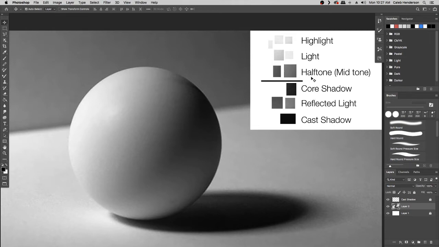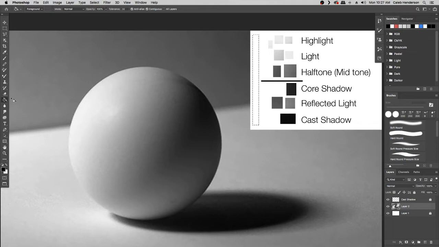Don't let your reflected light get as light. Keep it just a little bit darker than your halftone at the very maximum. That will help the value structure of your drawing make sense. So your light side will all feel like light, your shadow side will all feel like shadow, right? It's almost like your middle ground here.